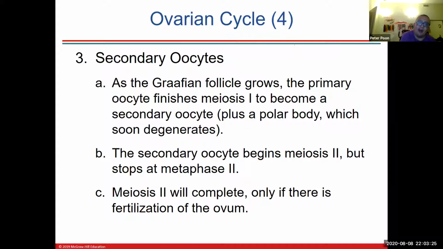As the graafian follicle grows, the primary oocyte finishes meiosis 1 to become a secondary oocyte, which contains a polar body. So the divisions of the egg are not equal, okay? The whole purpose of the polar body is to get rid of the half of the DNA that you don't need.